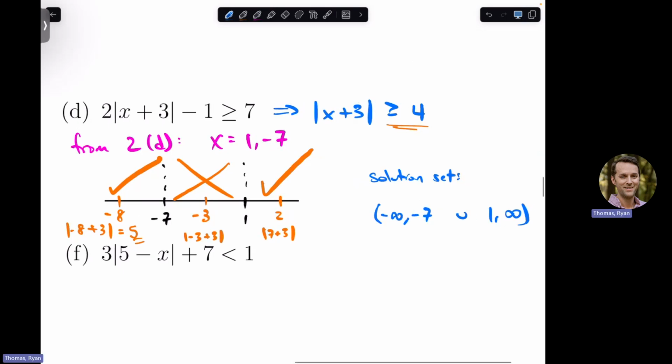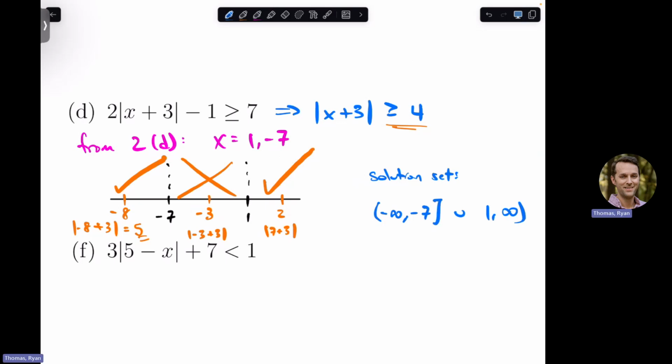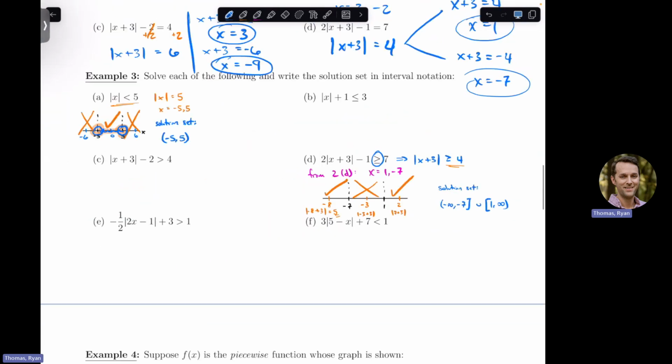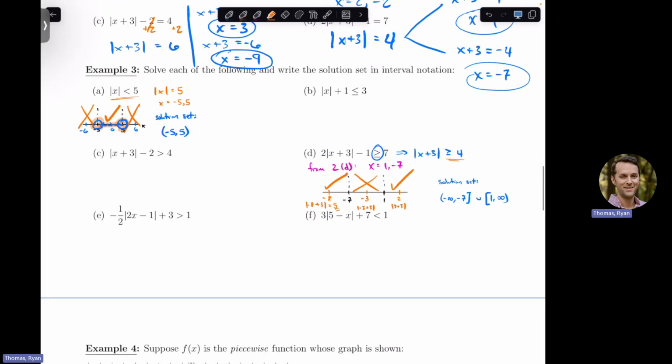Endpoints should be closed because of the strict comparison. Okay, cool. There are several more there that you should try for class.